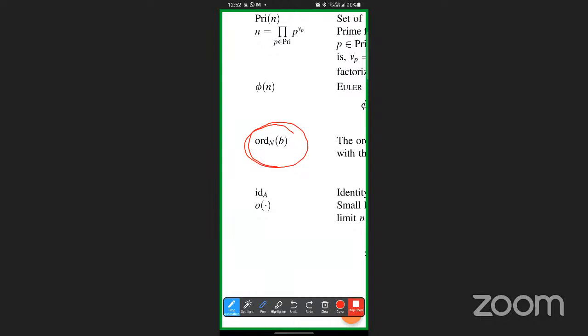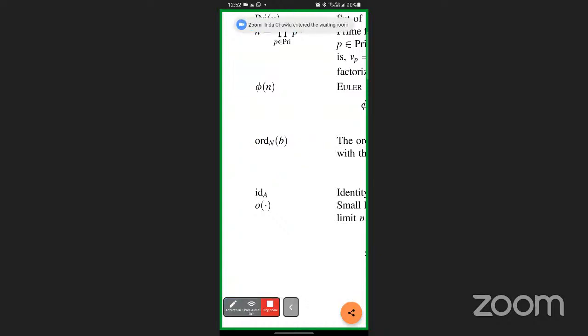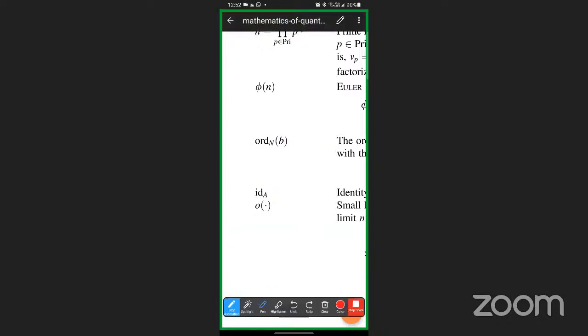What happens if you take all these relatively prime numbers? They form a group under multiplication. So you should know what a group is. Do you remember groups, rings, and fields?